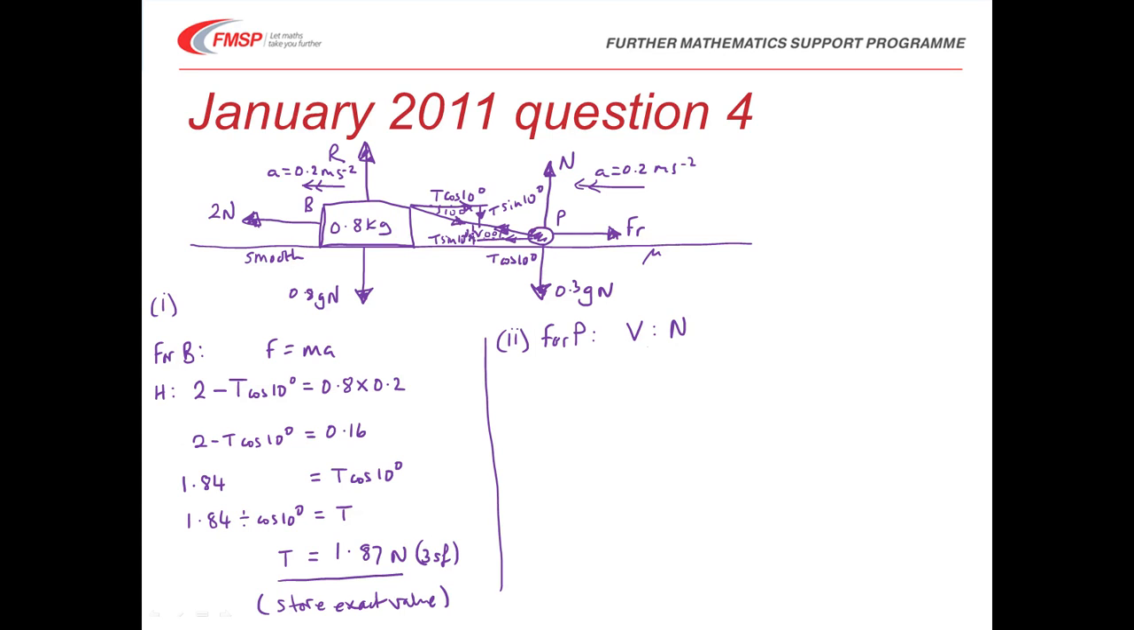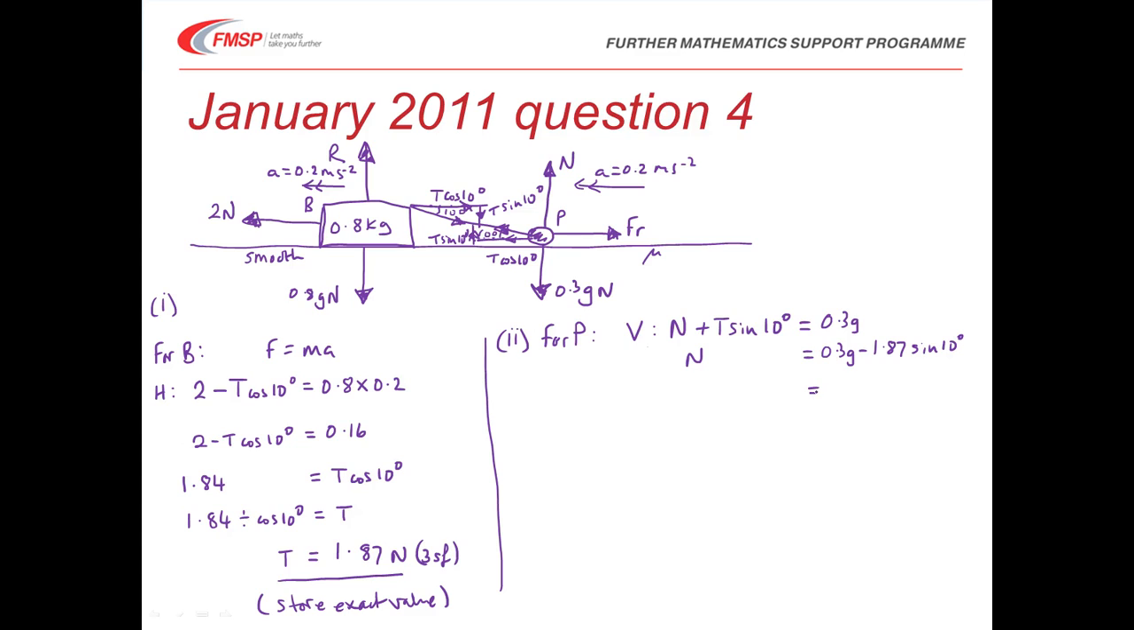but there's another force acting on P upwards. In my rather small diagram here it is. It's the component T sine 10. And that's equal to the only force downwards, 0.3 g. Well, I can rearrange that, and in fact I know what T is, so I'll rearrange and substitute in for T at the same time. I'm going to subtract T sine 10 from both sides. Instead of T, I'm going to write 1.87. So it's 1.87 sine 10.